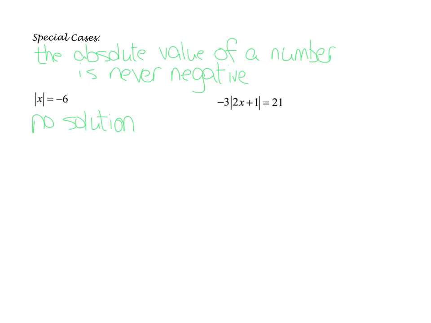All right, what about the next one? Negative 3 times the absolute value of 2x plus 1 equals 21. Well, this one's not isolated, right? We have this negative 3 times the absolute value. Remember, you never, ever, ever, ever distribute a negative 3 into an absolute value. The only thing we can do here is divide both sides by negative 3. So those negative 3's cancel. I have the absolute value of 2x plus 1 equals negative 7.